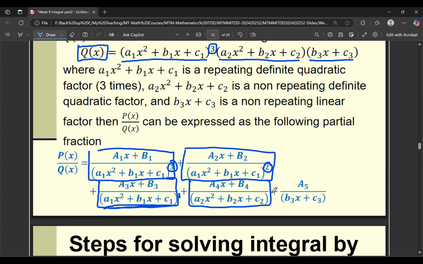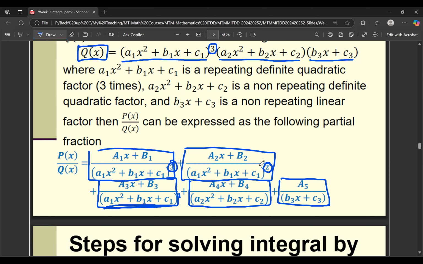So we have four components plus the component from linear. This is just for the example. We combine non-repeating linear factors, non-repeating definite quadratic factors, and repeating definite quadratic factors.